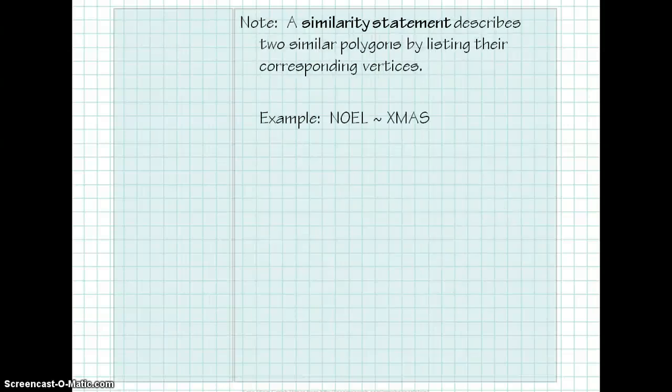So the way I write a similarity statement is kind of like when we were doing a congruent statement, which was we list the corresponding vertices, and that tells us the way things would match up. Now the difference between the congruent statement and a similarity statement is the little symbol in the middle. This little symbol here means similar. It says that NOEL is similar to XMAS. So that's the only difference. It says they're not congruent, but this says they're similar. They have the same shape.